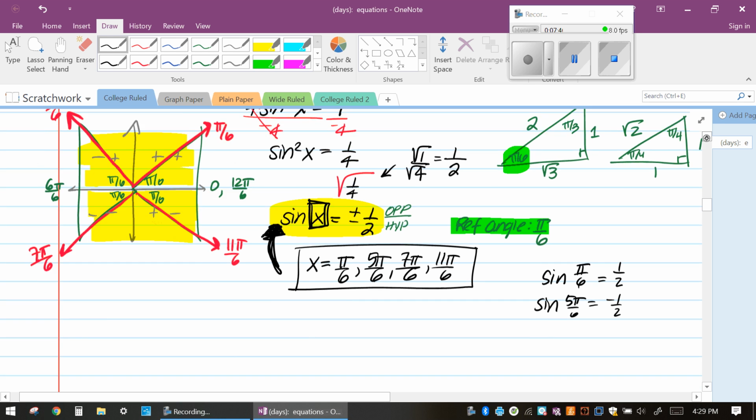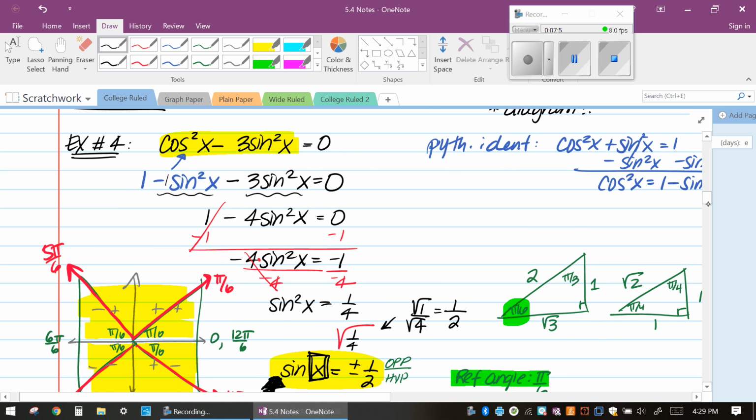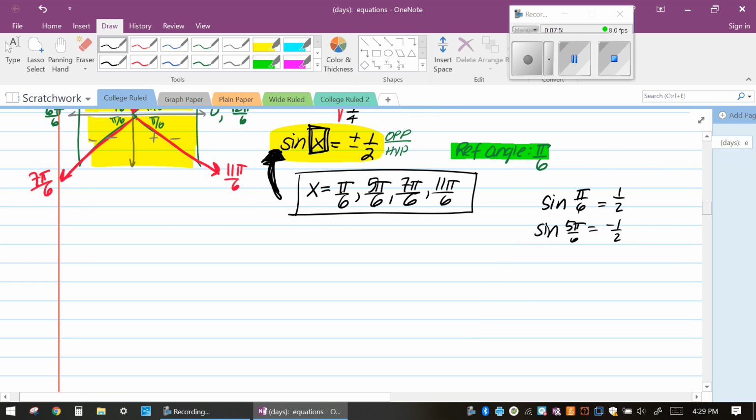So if you see a problem like this one, where they gave us 2 trig functions, you can rewrite either one of them so that you have a problem with only one trig function. Okay, when you're ready for example 5, make sure you write it down.